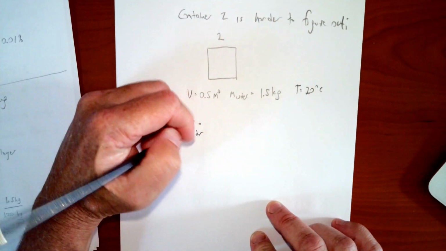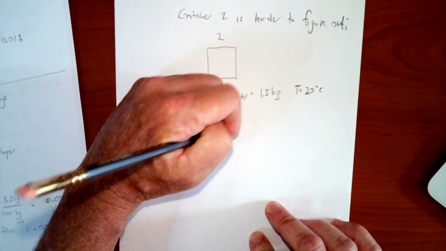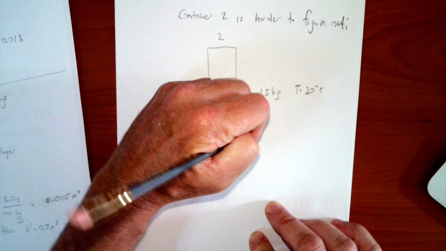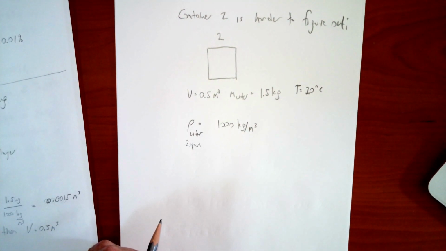Water, liquid, is 1,000 kilograms per meter cubed. So that's a lot. And we only have a half a meter cubed of volume here, but that means that it would take 500 kilograms of water to fully fill that container. And we have 1.5 kilograms of water. So we have nothing like enough water to fill that container with liquid.